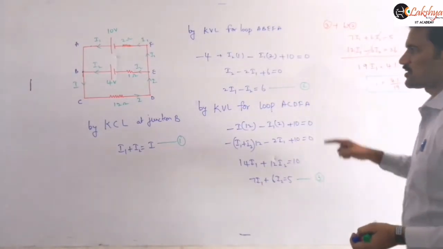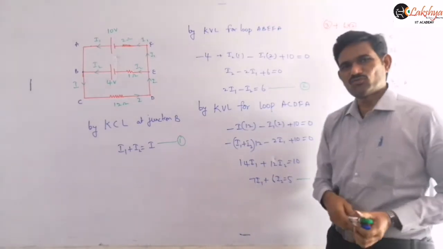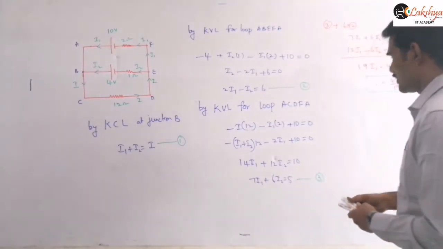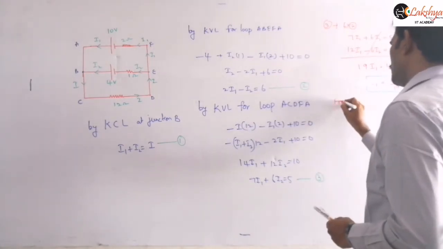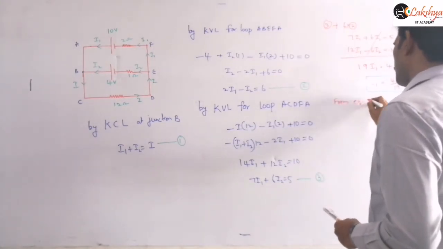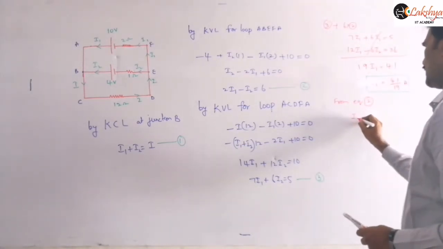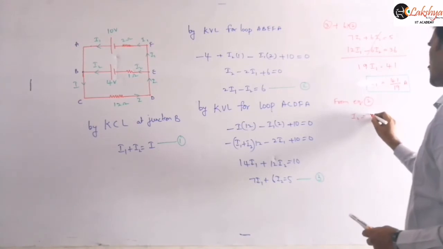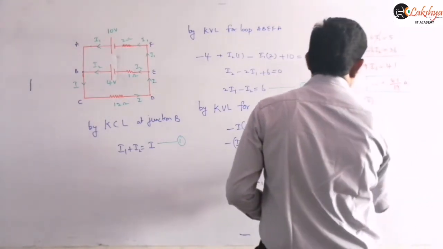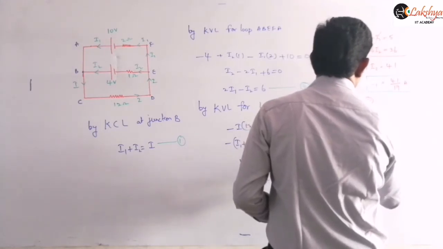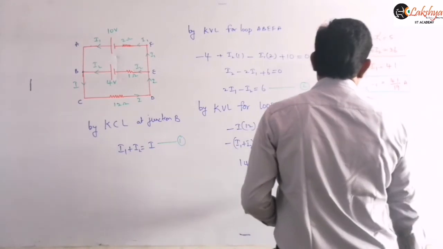Now by substituting either in this equation or in this equation, you can calculate our I2 value. So let us find this I2 value here. From equation 2, I can write I2 is equal to 2I1 minus 6. So this is nothing but I2 is equal to 2 into the I1 value, 41 by 19, minus 6.